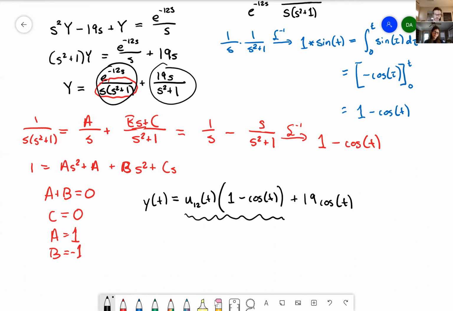The spring, we should have an oscillation. So let's see what Webwork thinks. H of t minus 12 times 1 minus cosine t plus 19 cosine t. And that is correct. Okay. So we have successfully done all of the homework and used up almost all of the class time.